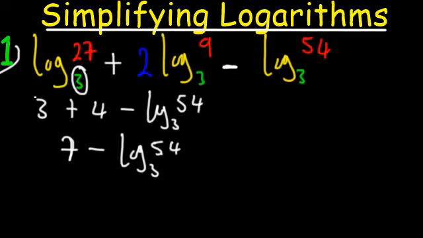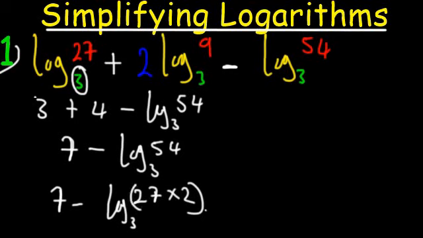So the next thing we want to do is to replace 54 with 27 and 2. So we have 7 minus log of the base of 3 to 27 times 2. Okay, now at this point, we're going to apply one of the identities we discussed right from the beginning of this video. It says that whenever you have two different values multiplying themselves, they can be split like this.